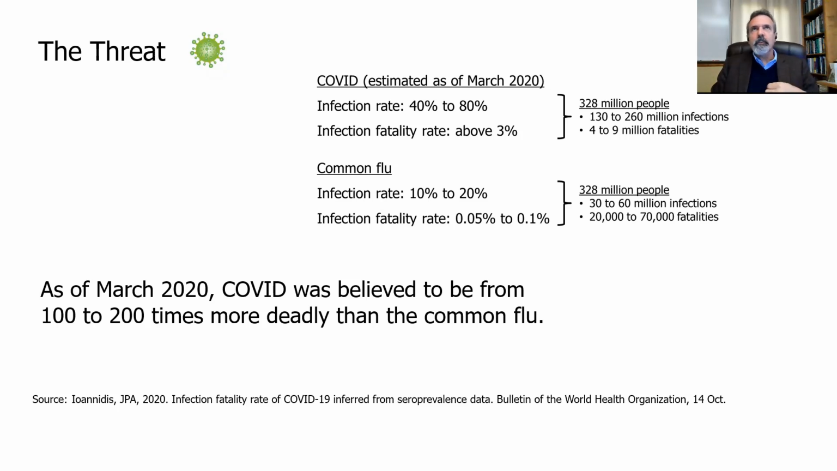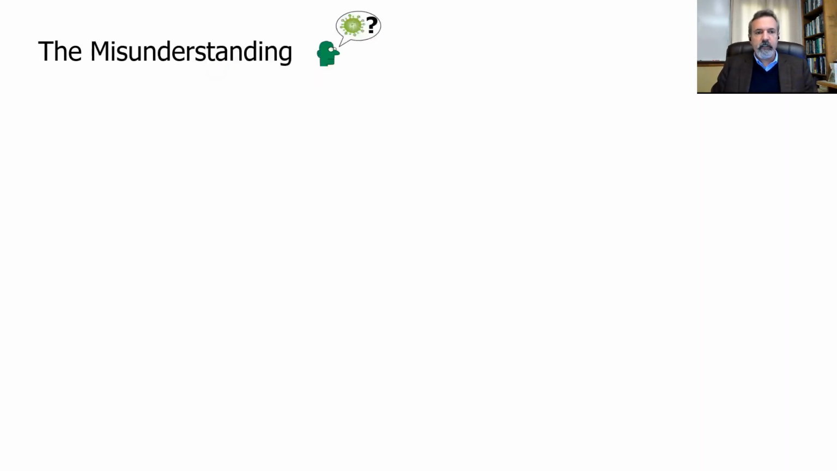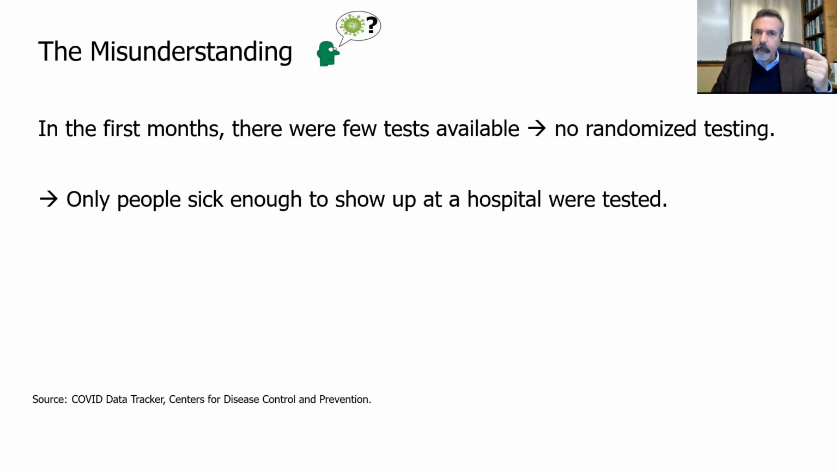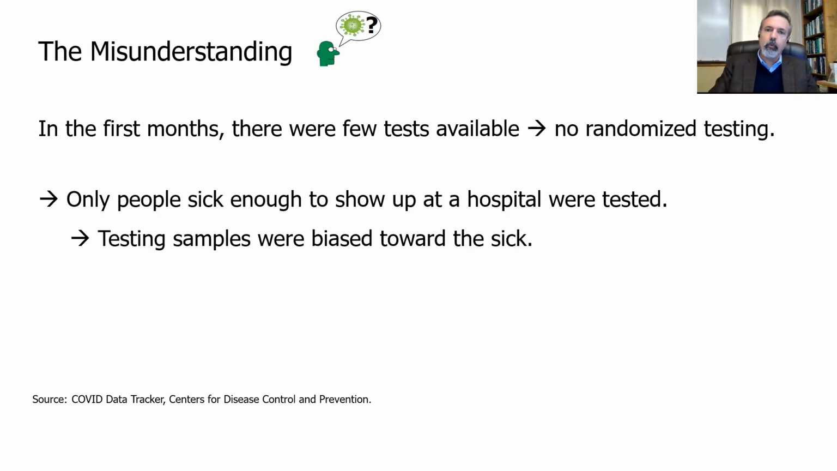Given that, you can start to imagine how reasonable people's responses were to this thing. But the problem here is that there was a significant misunderstanding. The misunderstanding came from the fact that this was a new disease and we didn't have many tests for it, and the few tests that we did have, we reserved for people who were particularly sick. So we did not conduct randomized testing. We did not go out into the population, randomly test people, and figure out what fraction of the population has COVID and what fraction is dying of COVID. Our understanding, which I claim is a misunderstanding, came about because the only people we were testing in the early days were people who were sick enough to show up at the hospital in the first place. That is, we were getting a biased sample of the population, and it was biased toward the sick.